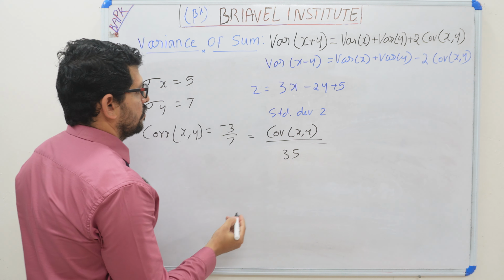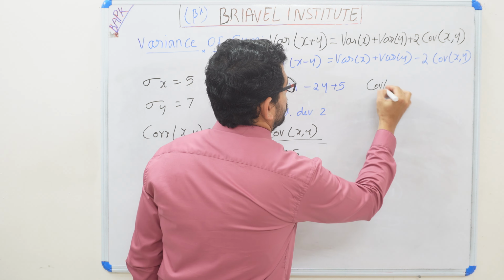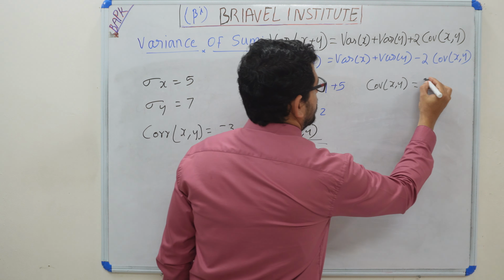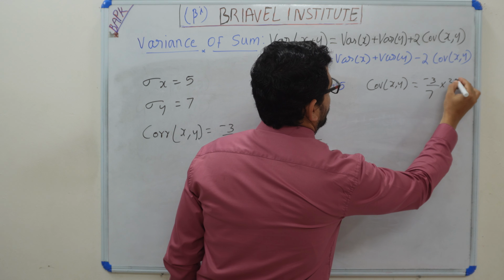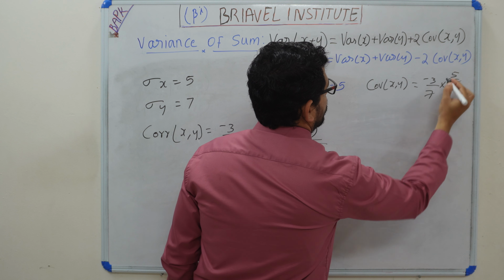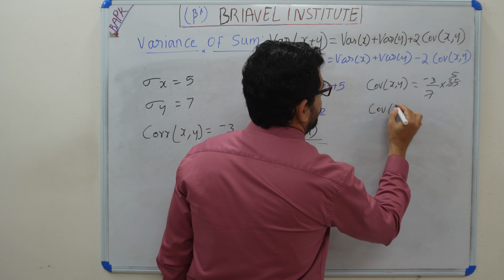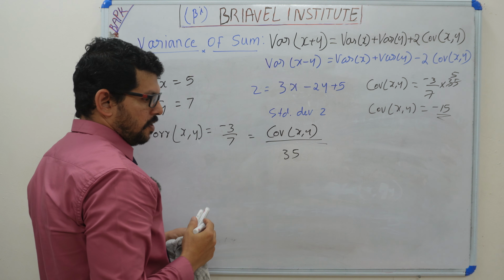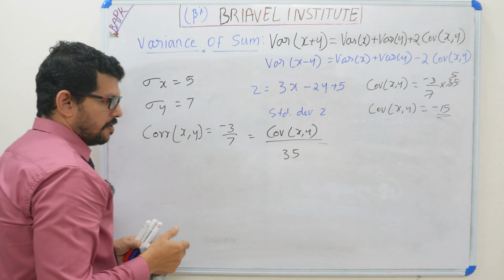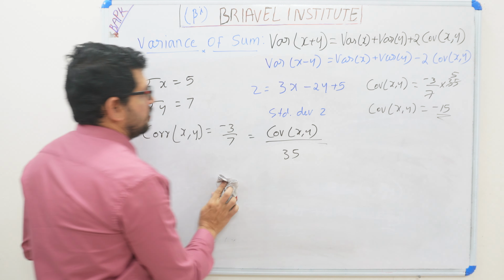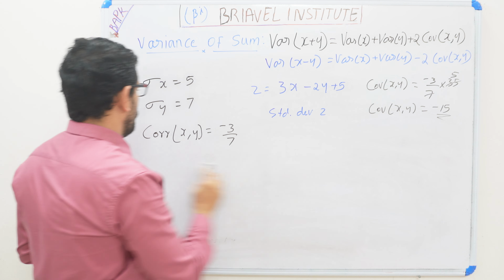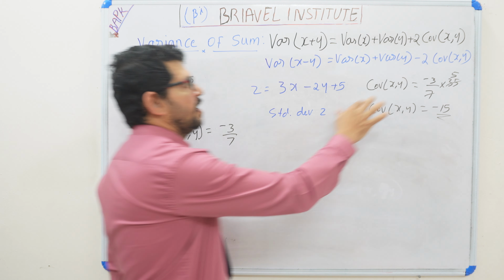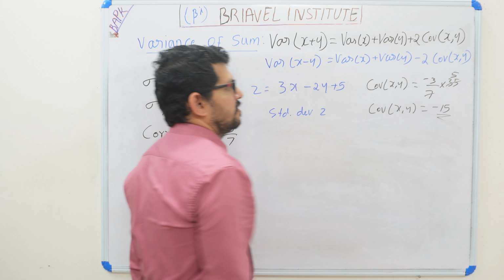So the root of 1225 will get 35. So covariance of x comma y is equal to minus 3 divided by 7 into 35, so it is 5 times, so minus 15. Covariance of x comma y is equal to minus 15. So, given the correlation of x comma y is equal to minus 3 by 7, we found the covariance of x comma y is equal to minus 15.